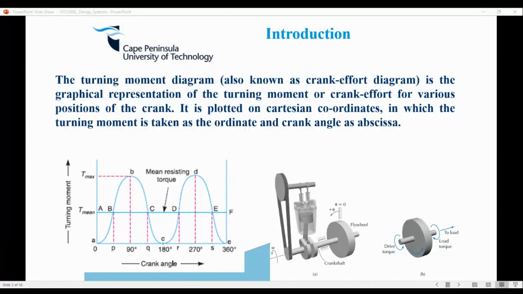So that crank effort diagram, which goes from a small a to a small b, small c to small d, and small e. I hope you guys can see that. The whole curve, treat that as your drive torque, right? And your T mean, treat that as your load torque. So obviously I had a small image there for you to understand. So our input is this cosine sine curve. However, there's a straight line, that A to F. Treat that as our output.